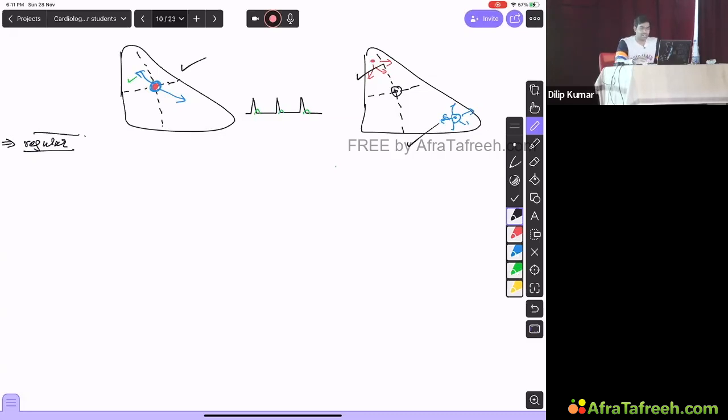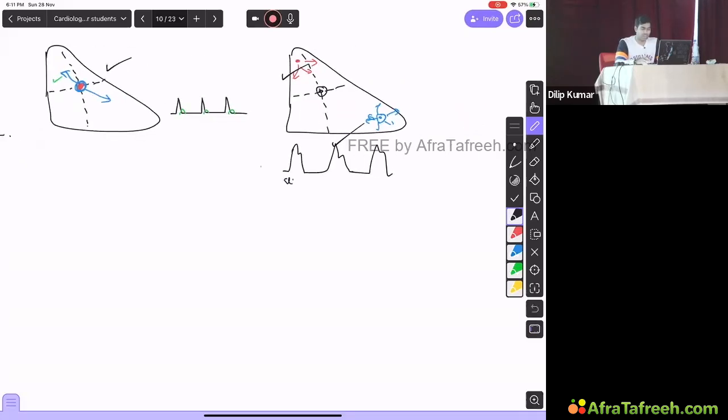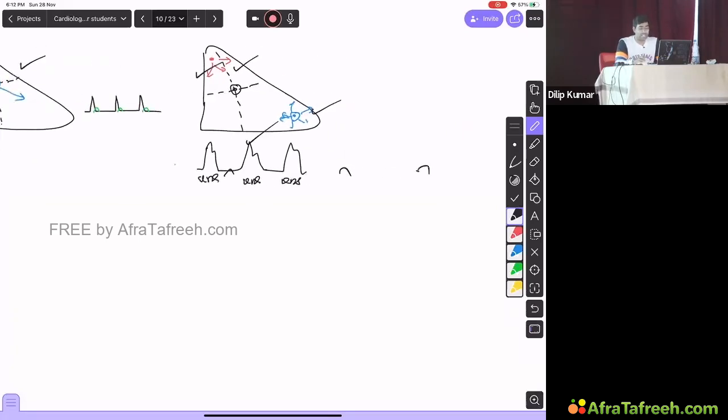What happens here? You will typically get a broad complex QRS like this. You will get the QRS regularly because this is coming from this pacemaker. And you will also get P waves, but the P waves will not have any relationship to the QRS complex. One P wave here, one P wave here, one P wave here. Suddenly, one P wave might fall over the QRS complex, and that time you might get a Cannon A wave.